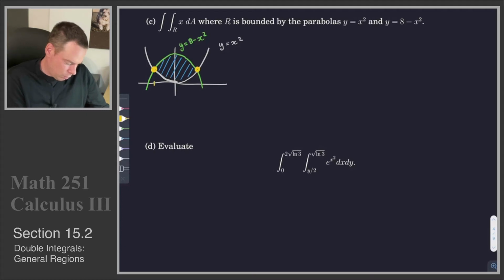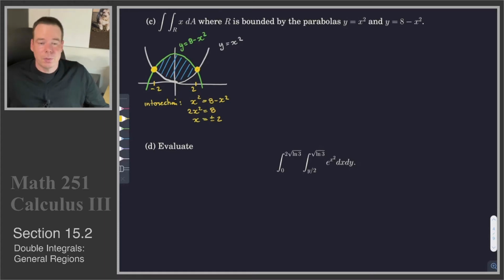It'd be nice to know the x values of these points of intersection. So how do we find where they intersect? Well, to find the intersection, we can just set them equal to each other. x squared is equal to 8 minus x squared, or in other words, 2x squared is equal to 8, or x squared is equal to 4, or x is plus or minus 2. So that's a minus 2 and a 2.